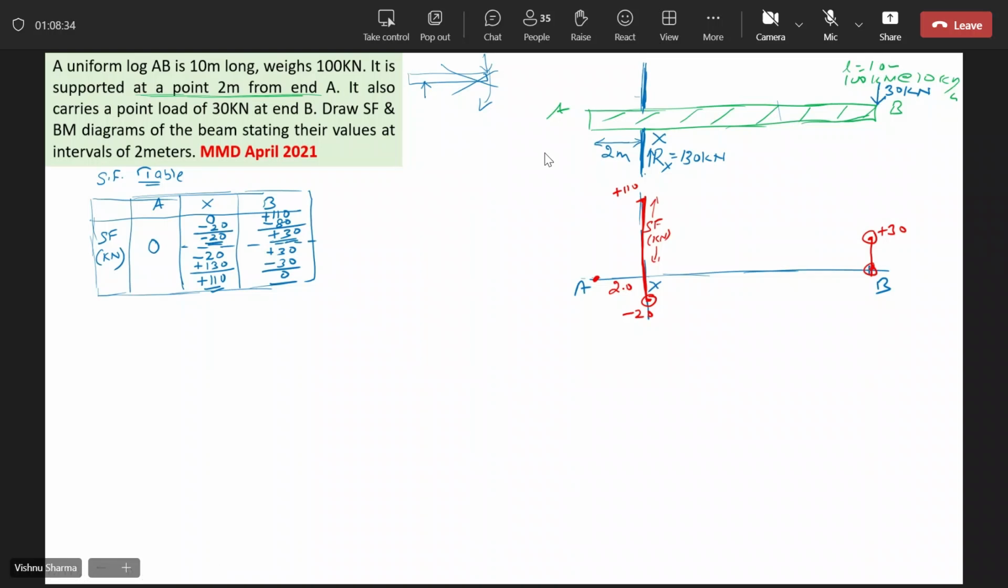Guys, look at the diagram. From A to X, is the change from 0 to minus 20 at a uniform rate? Yes or no? Yes, sir, uniform. So this will be joined with a straight line.